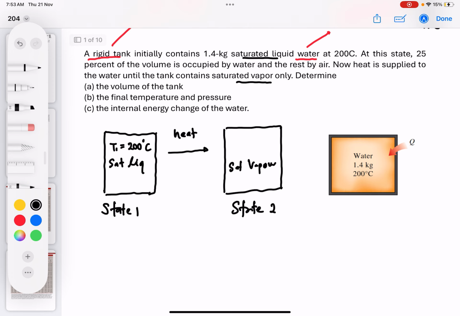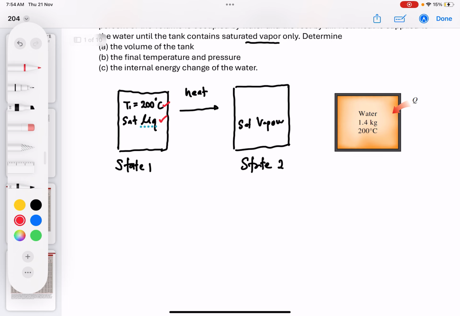In this case, as I said in the previous example, in order to use the steam table, I need to find a minimum of 2 different properties. So in this case, I already have 2 for state 1. For state 1, I know that I have a temperature and I also have the condition, which is saturated liquid. Therefore, for state 1, I need to use T1 equals 200 degrees Celsius, at the saturated liquid.